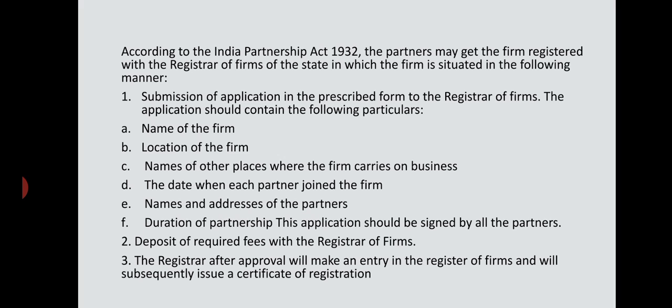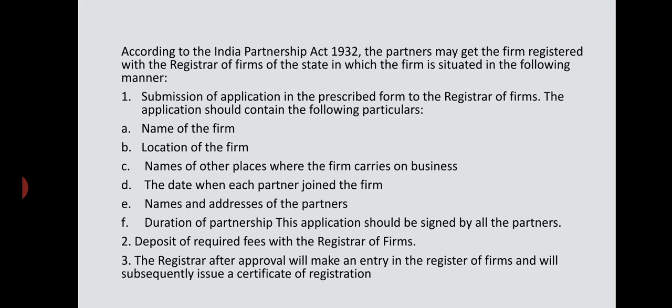First one is the name of the firm. Partners need to finalize the name of the partnership firm. Then where the firm is located, they have to give the full address of the firm. The names of other places where the firm carries on business. If the firm carries on business in many other localities or in any other area, they have to mention that also. The date when each partner joined the firm must be mentioned. Names and addresses of the partners. Each partner needs to give their full name, occupation and their full addresses.